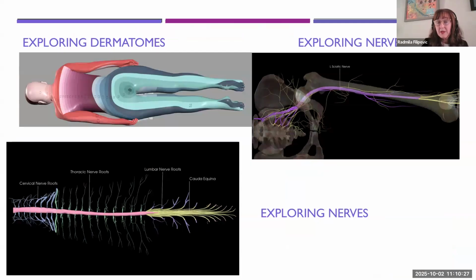It has really nice tutorials, which students, specifically in neuroanatomy, can use to explore different dermatomes. With the touchpad, when touching the screen, they can see different nerves. For example, here is the sciatic nerve. They can see the distribution of the spinal nerves from the spinal cord, and explore the nervous system in that way.